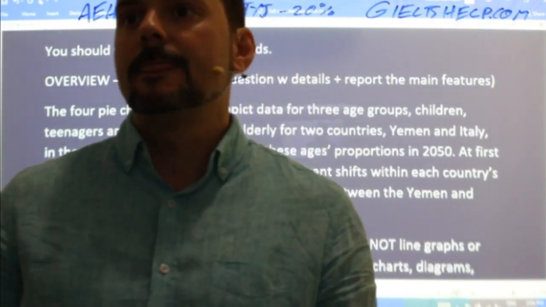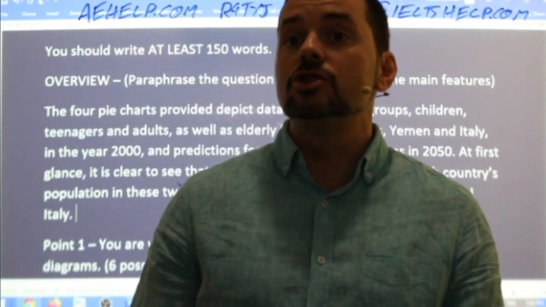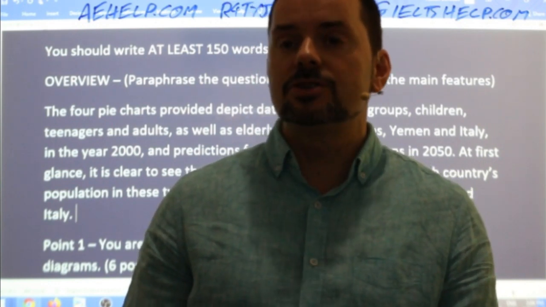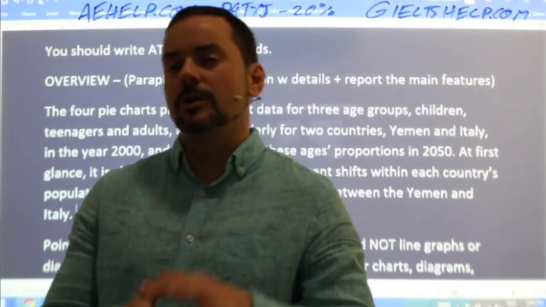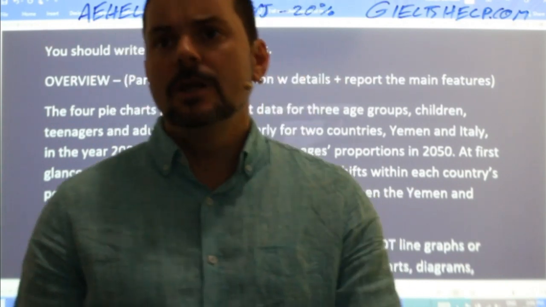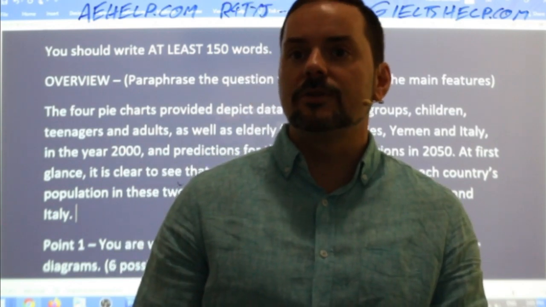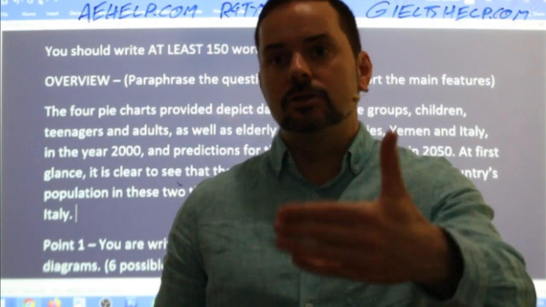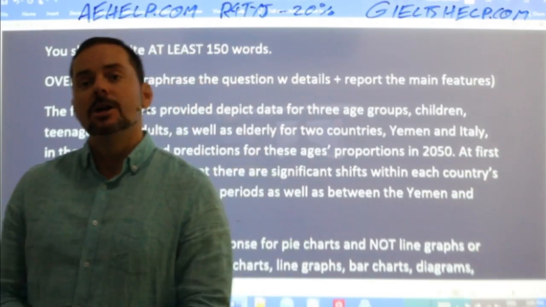Beckjohn says, at first glance, it is apparent that all age groups experience significant alterations in both countries and years. Beckjohn, that's good. Use present tense because we're actually referring to the pie charts here. Okay. Elena says, at first glance, it is evident that there are striking changes in populations for each country in the time period that is given, and between the two countries. Elena, finish it. And between the two countries. Much better. Do you see that, students?